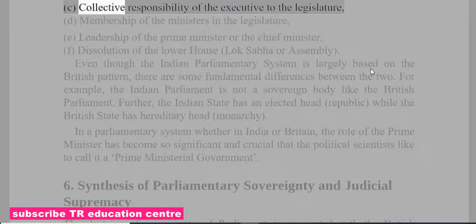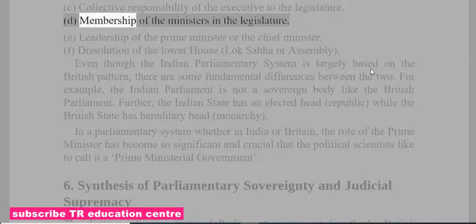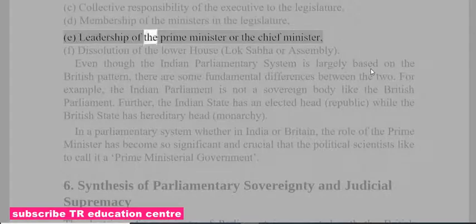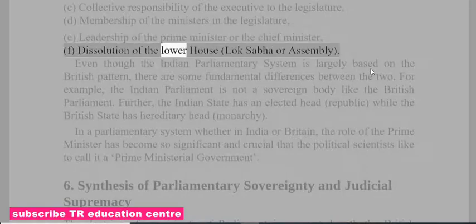C. Collective responsibility of the executive to the legislature. D. Membership of the ministers in the legislature. E. Leadership of the Prime Minister or the Chief Minister. F. Dissolution of the lower house, Lok Sabha or Assembly.